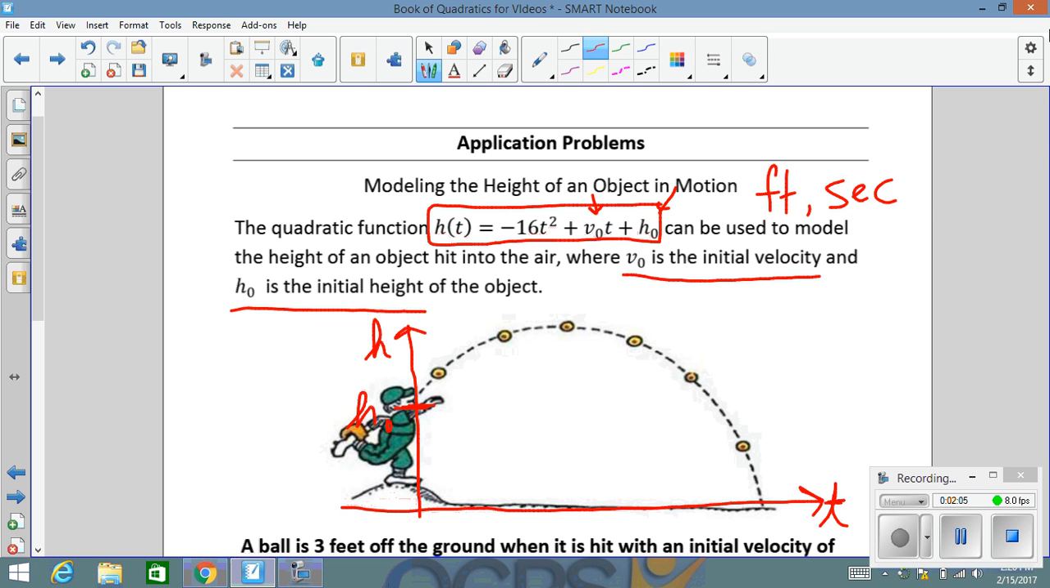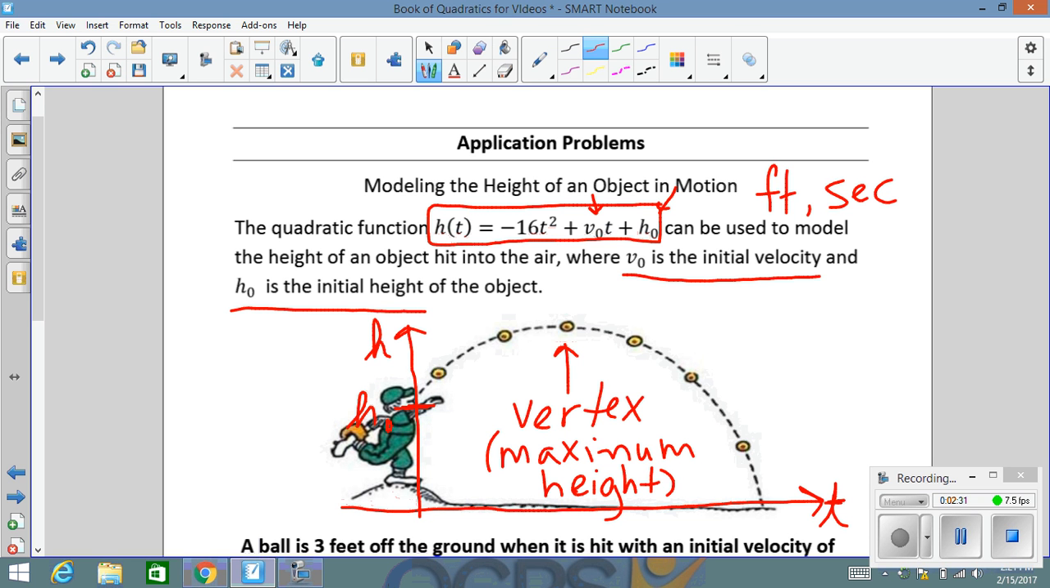There are 2 other important points that we want to look at. Remember, the vertex of your parabola, since this is a quadratic, it's going to be a parabola, is going to be that highest point. So that's going to give us our maximum value, or in this case, maximum height. And then this point right here, that's when we hit the ground. So that's where h equals 0.